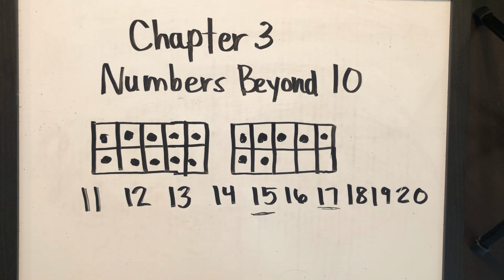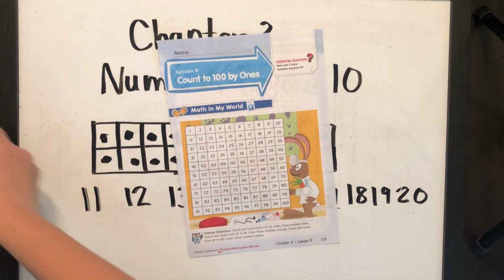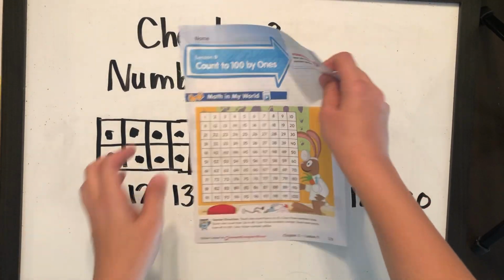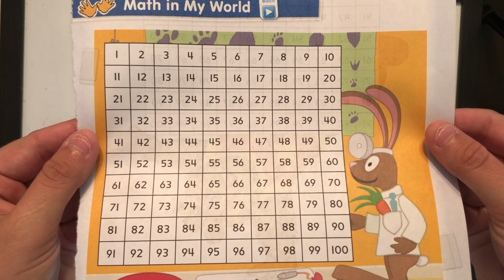I have your book with me, so let me find the page really quick and we'll look at our hundreds chart. It's a lot of numbers. Can you see that? Let me pull it a little closer to the camera for you. That was our big hundreds chart that we did.